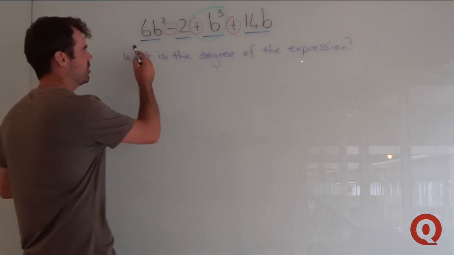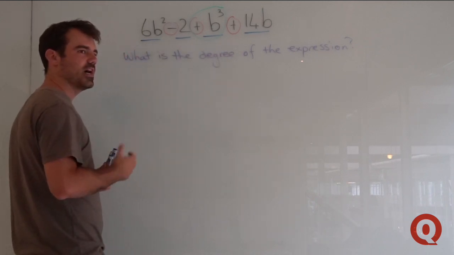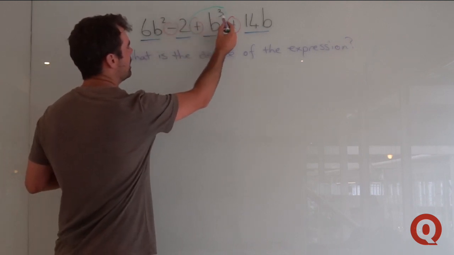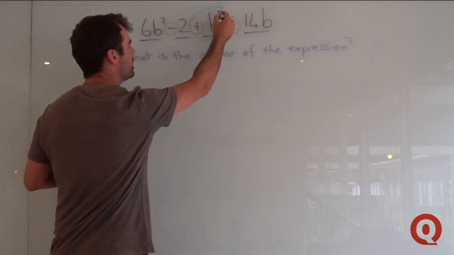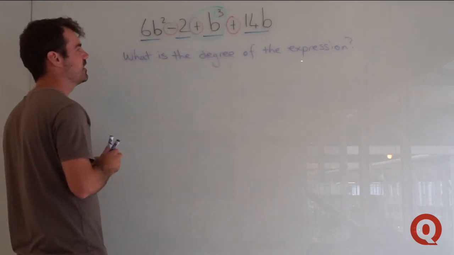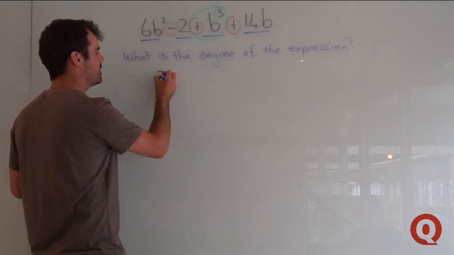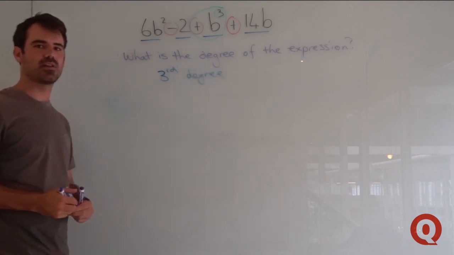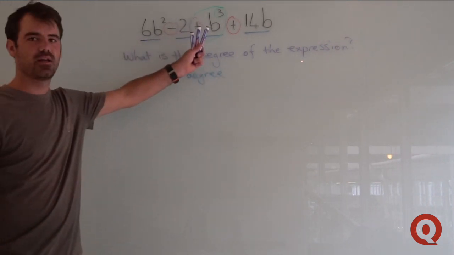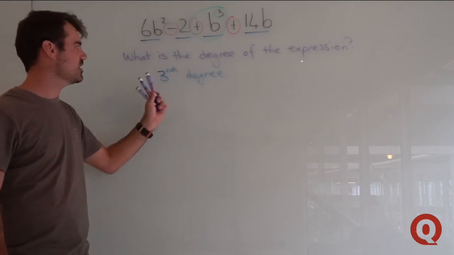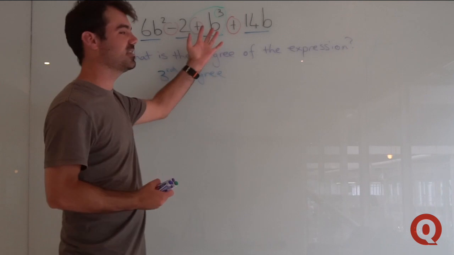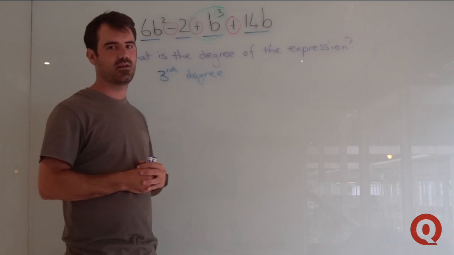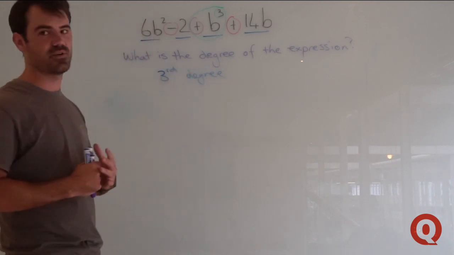So I'll just look through my terms and try to find the variable with the highest power. First off, I've got a 2, so nothing here. 3, nothing else, so 3 is now my winner. So what is the degree of this expression? I'm going to write down my answer as the third degree. Third degree, that's my answer. I'm looking for the highest power, and it happens to be a 3, so my answer is third degree. If the highest power was a 6, I'd say the 6th degree, or 7th, or 10th degree. The highest power is what my degree of an expression will be.